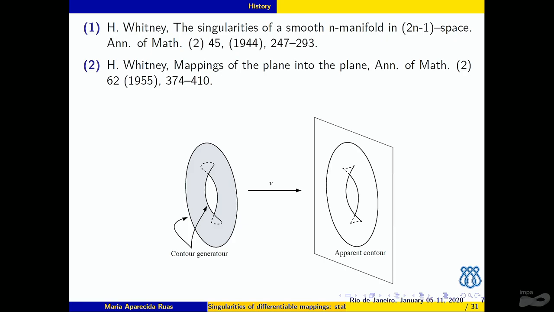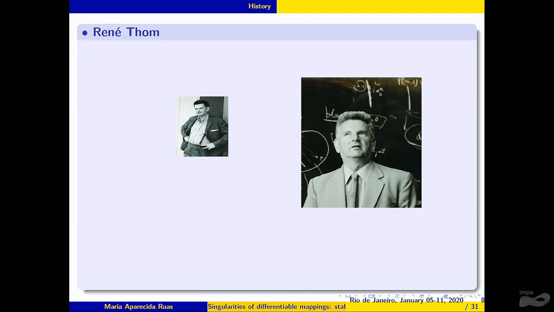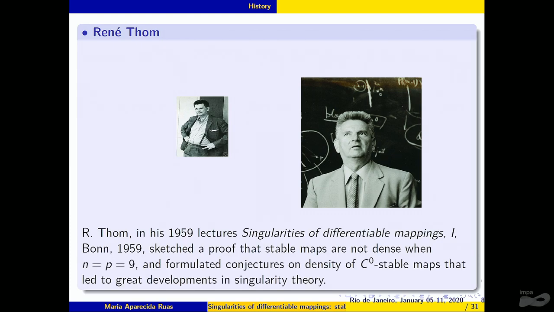So, closing this parenthesis and going back to Whitney, Whitney conjectured that for any pair of dimensions, stable mappings would form a dense set, but no. So, in fact, Whitney conjectured in 1958, but René Thom in 1959, in his lecture about singularities at Bonn, sketched the proof that stable maps are not dense when n equals p equals 9. And he formulated several conjectures about density of stable mappings that led to a great development of the theory.